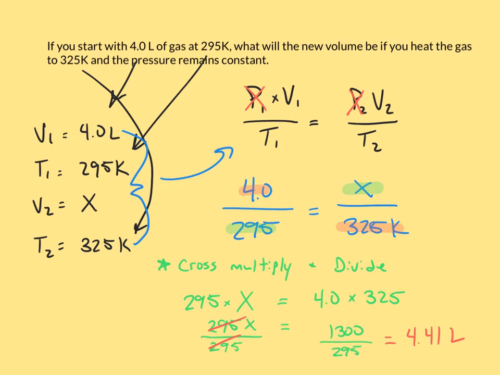And I double check to make sure that this makes sense, because as we know, if the temperature goes up, the volume should go up. So let's take a look. I started at 4.0 liters, and I increased the temperature by, looks like 30 degrees. Now I increased by 30 degrees, my temperature goes up, my volume should go up. And indeed it does go up. 4.41 is larger than 4.0. So this makes sense. My answer makes sense based on what I know about the relationship between temperature and volume.